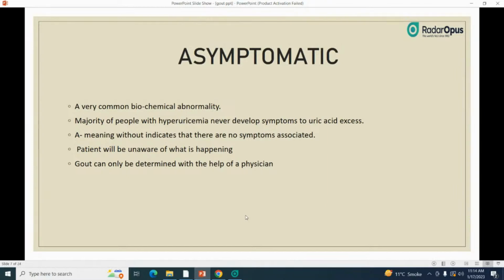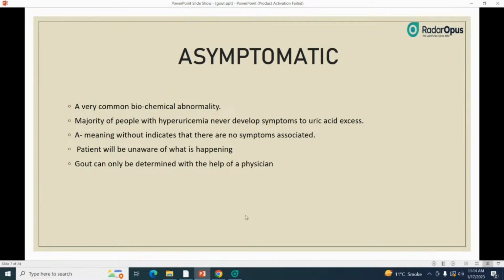The majority of people with hyperuricemia never develop symptoms due to uric acid excess. Asymptomatic means that there are no symptoms associated. The patient will be unaware of what is happening. Gout can only be determined with the help of a physician.